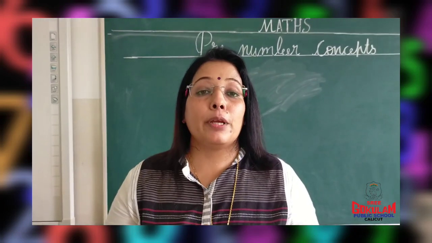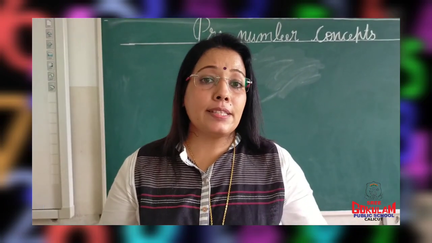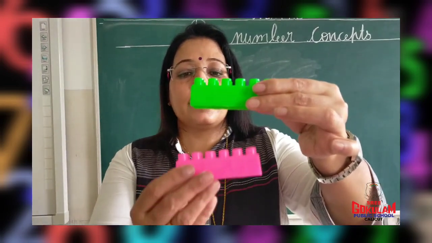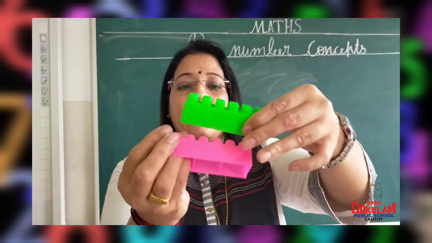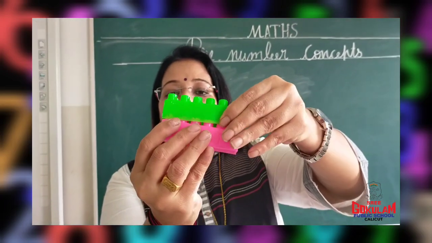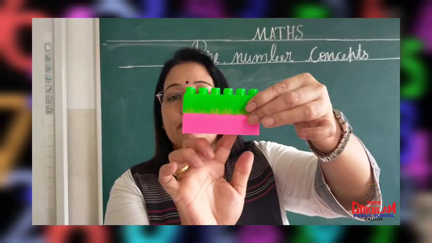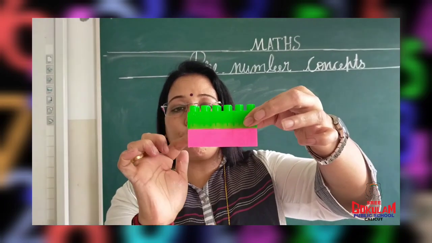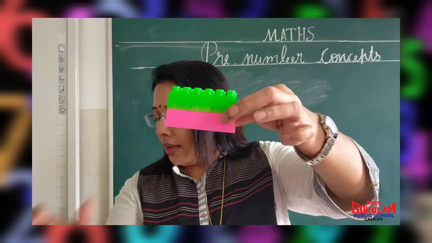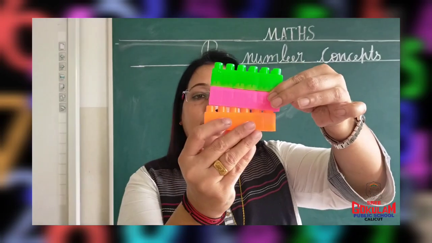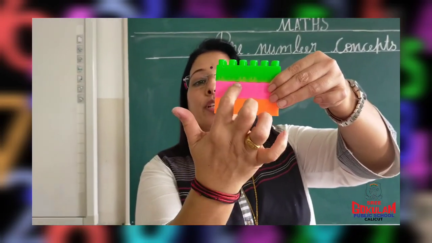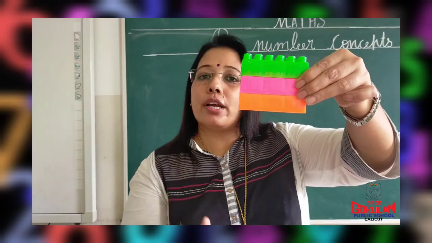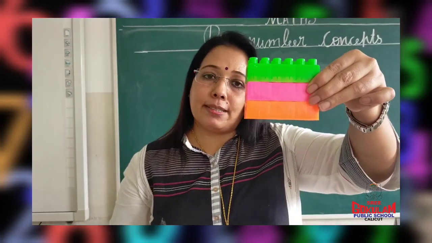Next, below means something that is lower than something. Now this is green color. See, I fixed this color here. Now this pink color is below this green color. Now see this orange color. Now this orange color is below this pink color. Okay. I hope you are clear with these concepts.